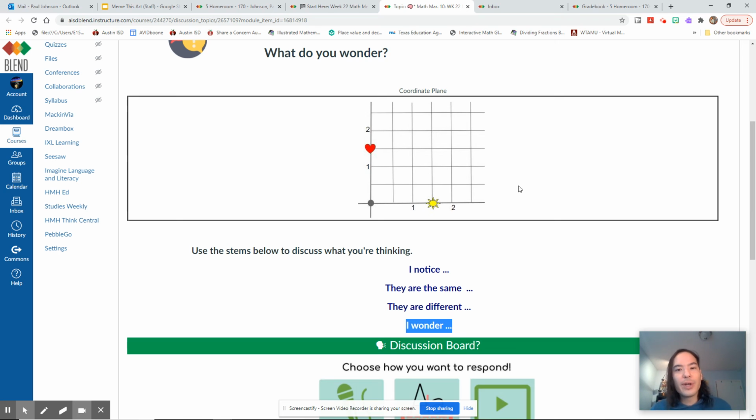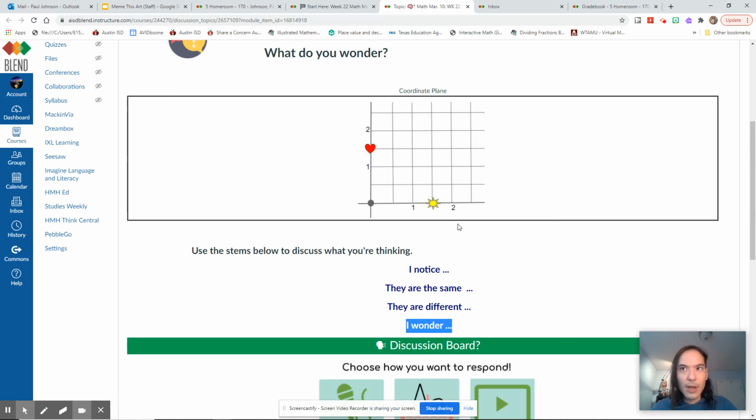Finally, I wonder if these 2 points have anything to do with each other. I wonder if I got it backwards. I wonder if I placed more points on this graph, if I could make a pattern. I wonder what the formula is, or what the equation is for these points. These are all things that you can wonder. Remember, the wondering is just like, where is this going? What am I going to do with this? Ask questions like that, and we can answer it in the discussion.